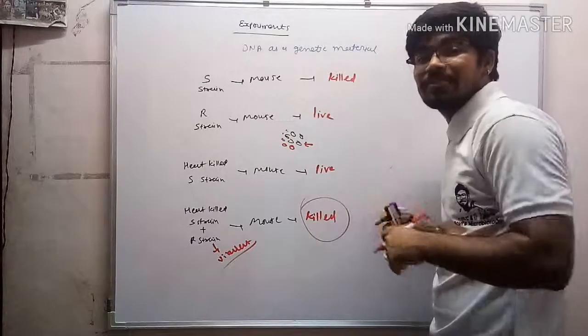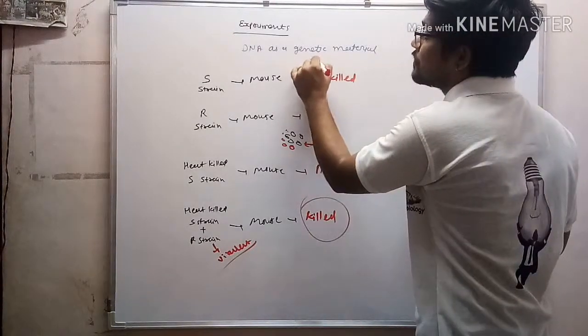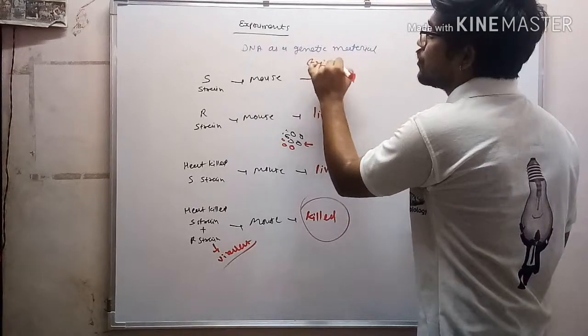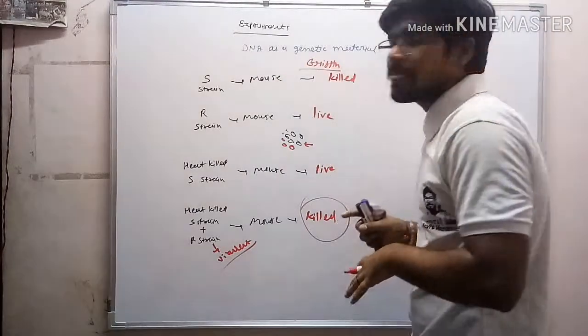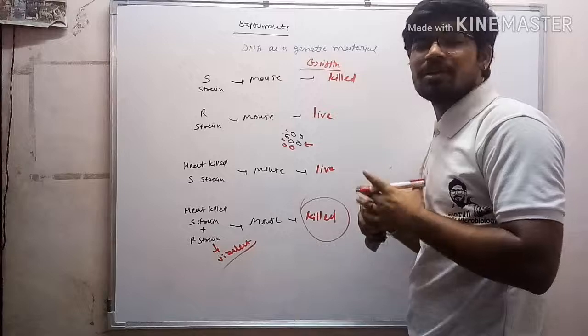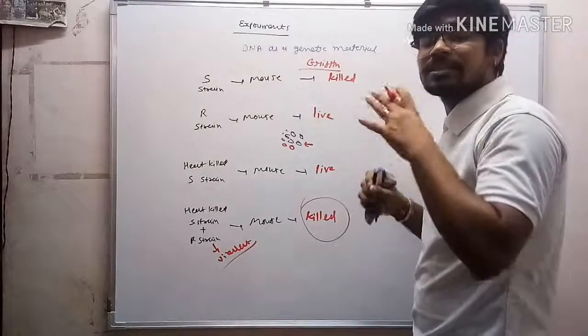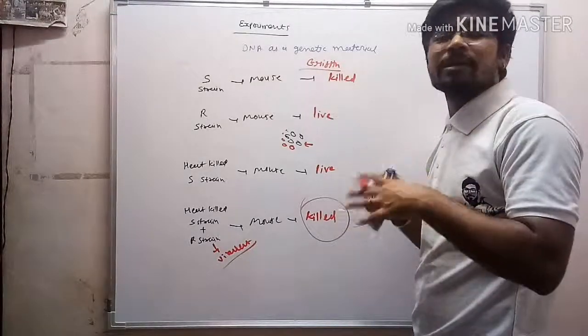So this was the first experiment carried out by Griffith to prove the transformation principle, and to show that there is some genetic material present which causes infection and is responsible for phenotypic and genotypic manifestation.